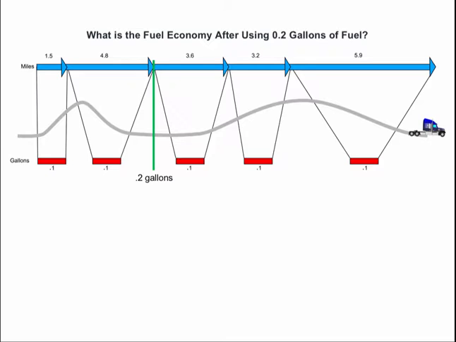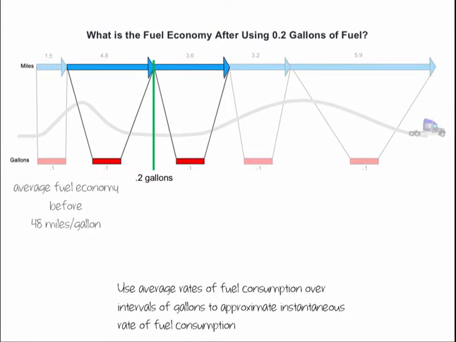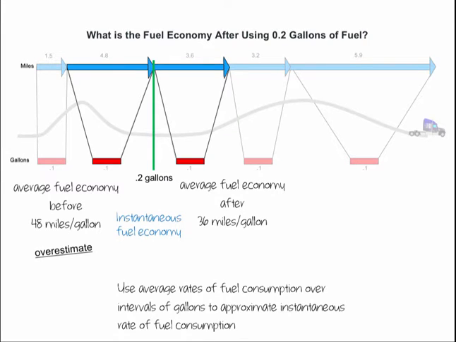Our general method was to use the average rate of fuel consumption over a tenth of a gallon interval to approximate the instantaneous rate of fuel consumption right at 2/10 of a gallon. We computed average rates of fuel consumption over 1/10 of a gallon intervals right before and after the 2/10 of a gallon mark. Since we knew how the steepness of the road affected fuel economy, we were able to figure out that one of these average rates was an overestimate of the fuel economy at the 2/10 of a gallon mark, because the truck would have better fuel economy going downhill. And the other was an underestimate because the truck would have worse fuel economy when it was going uphill.